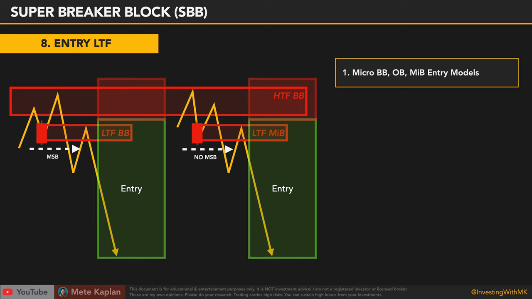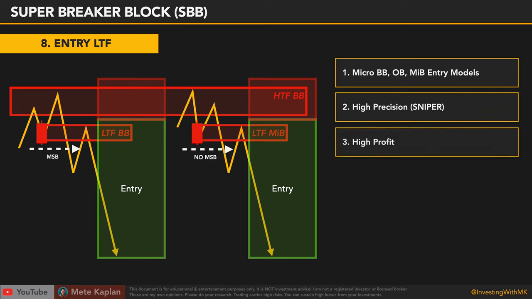So, for low time frame entries, checking for microstructures is your first step. This entry style is the only way to achieve sniper methods. Your profit rate will be higher than high time frame entries. You'll be less likely to be stopped out. Perfect. So, what are the problems then?